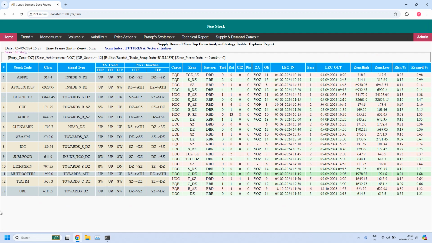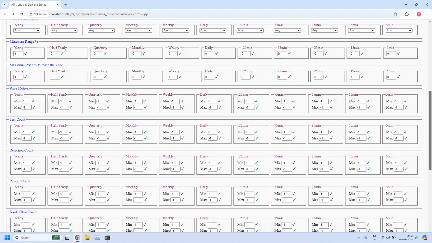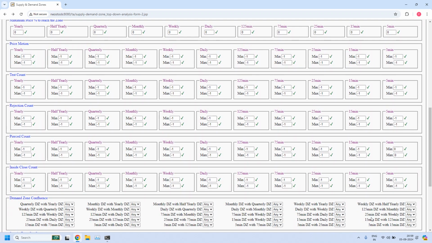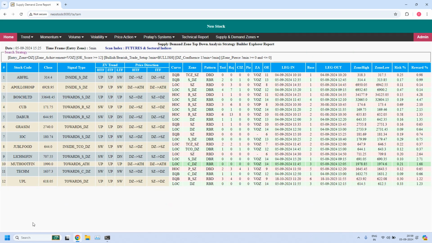Let's verify. 13 stocks are filtered. So these 13 stocks are currently supporting a bullish trade setup for hourly income trade. Now check if any of these stocks are having confluence with the ITF time frame. ITF is 15 minutes. So 5 minute demand zone with 15 minute demand zone confluence, we need to filter. So for 5 minute and 15 minute demand zone, I am enabling the filter. Now let's verify. 12 stocks are having confluence with the 15 minute zone.